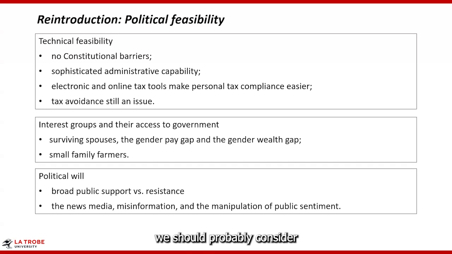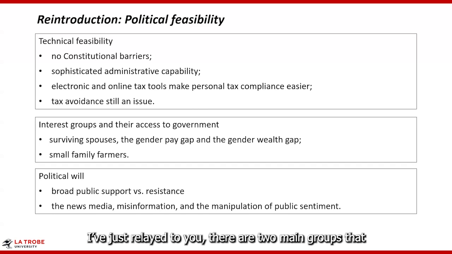Second, we should probably consider whether any particular social or occupational groups are likely to be still disadvantaged by this type of tax, and if so, whether this is likely to result in serious anti-tax activism or breaches of, say, principles of horizontal and vertical equity to satisfy the demands. And in the historical account I just related to you, there were two main groups that suffered hardship.